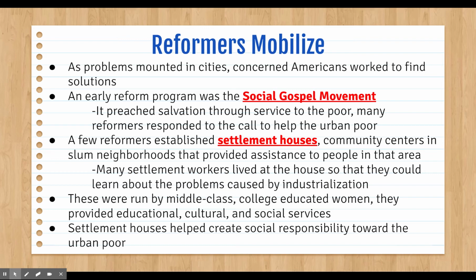Many of these settlement houses were run by middle-class, college-educated women. They provided educational, cultural, and social services. So within this kind of reformer movement, you really see a lot of women participating. It was one of the few roles that they were able to fill in terms of being charitable, trying to advocate for the poor. Settlement houses helped to create social responsibility toward the urban poor.